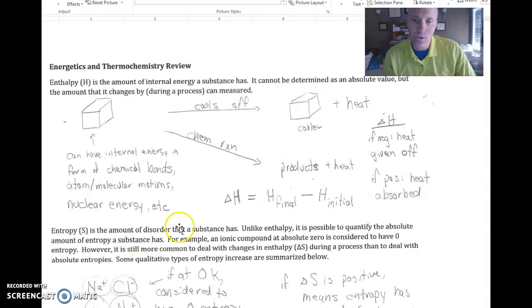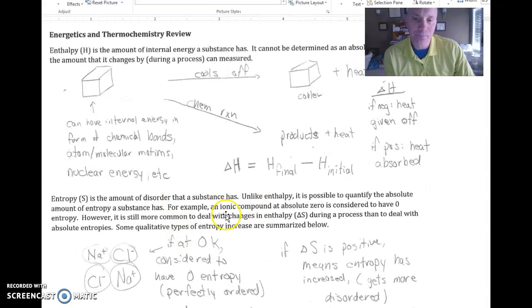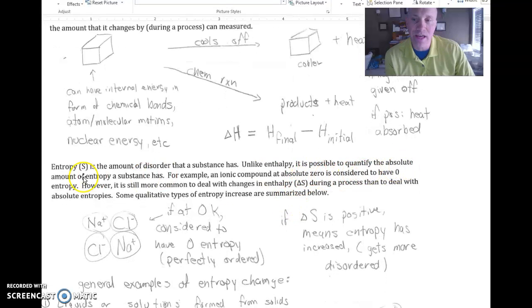All right, and one thing that's known, this is one of the laws of thermodynamics: ionic compounds that are at absolute zero are considered to have zero entropy. All right, so what would zero entropy mean? Zero entropy would mean it has zero disorder. It would be an absolutely perfectly ordered material. So for example, if you had a perfect crystal of sodium chloride at 0 degrees Kelvin, it would be considered to have zero entropy.